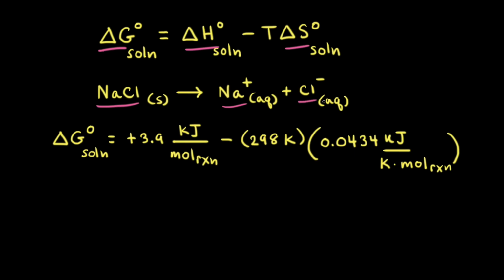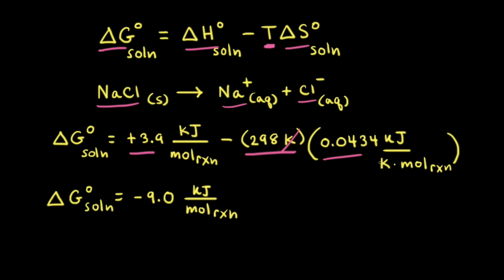25 degrees Celsius is 298 Kelvin, so we can plug that into our equation, and we can also plug in the values for delta H naught and delta S naught. So both of them were positive values for the dissolution of sodium chloride. Kelvin cancels out and gives us delta G naught of solution is equal to negative 9.0 kilojoules per mole of reaction. Since delta G naught is negative, the dissolution of solid sodium chloride is a thermodynamically favorable process, which means at 25 degrees Celsius, sodium chloride is soluble in water.